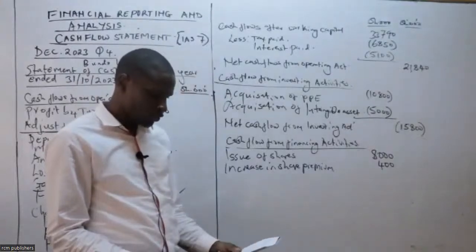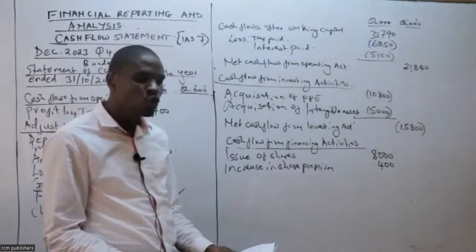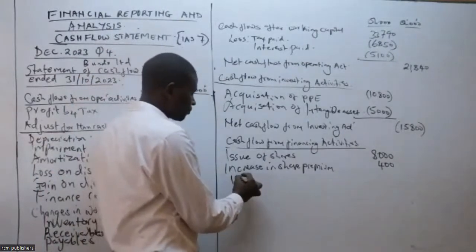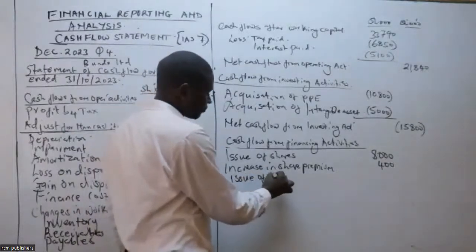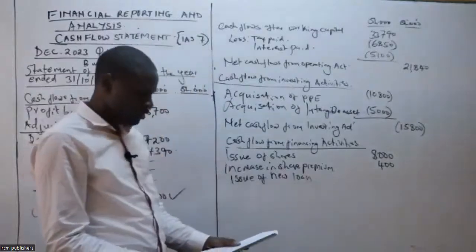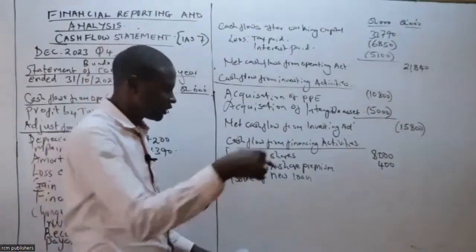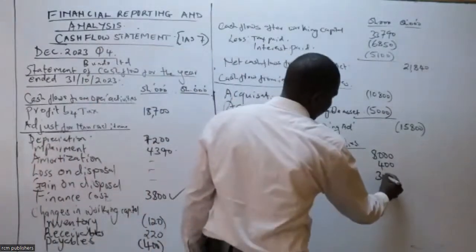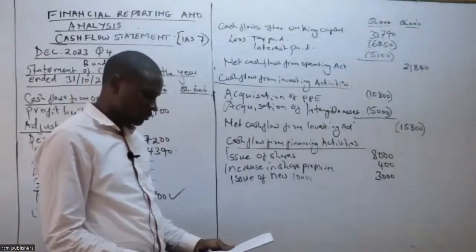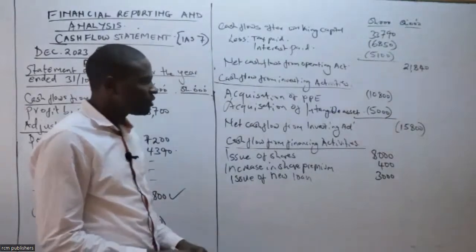Can you look at additional information that we were told there was issue of new loan? New loan worth how much? Issue of new loan. Ilikuwa worth how much? 3,000. Yes, and additional information, the issue of new loan was worth 3,000. We are almost there. Now, we're remaining with 2 items here.